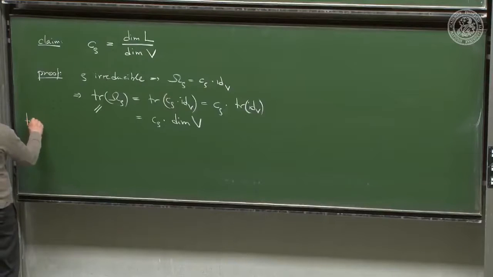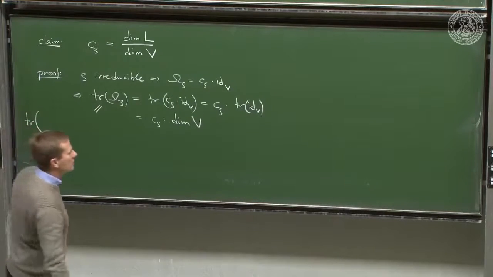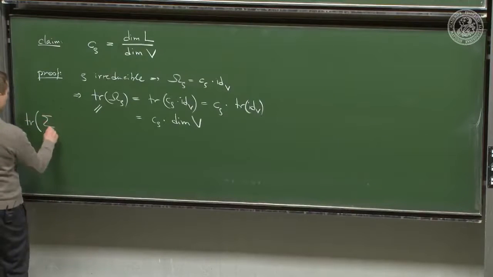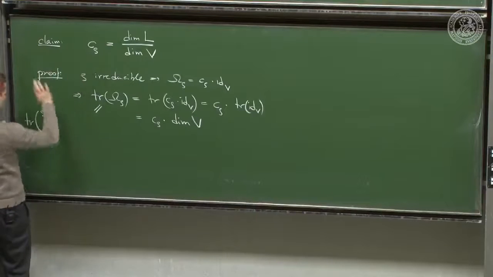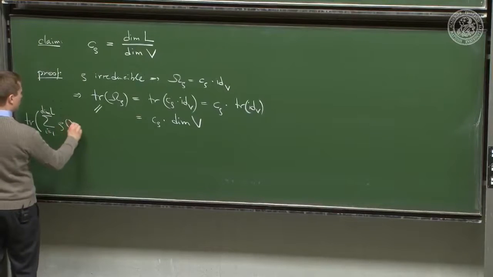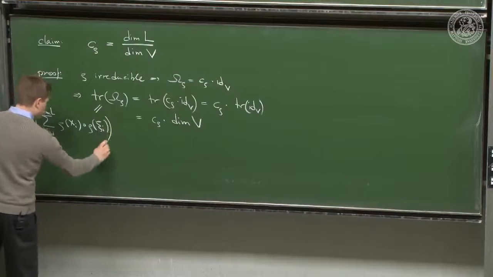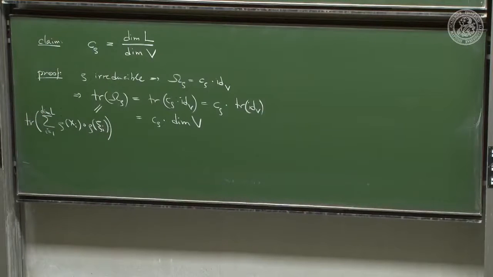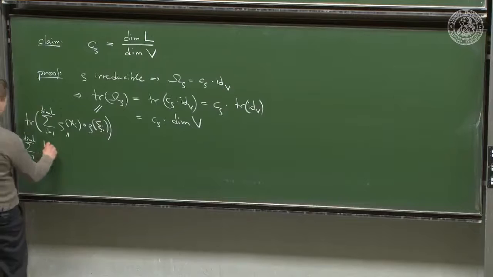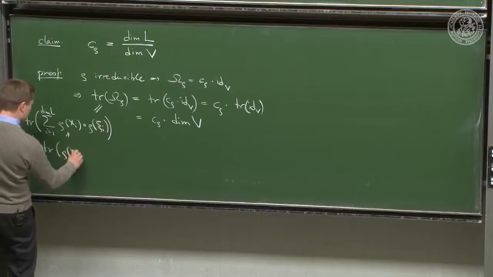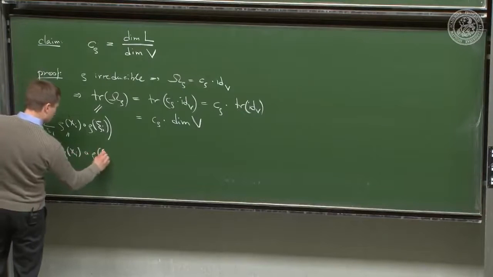So the trace of omega rho is the trace of, what was omega rho? It was the sum from i equals 1 to the dimension of L, rho of xi after rho of xi i. Okay? Now let's pull out this sum, dim L, and we just have the trace of rho of xi after rho of xi i.